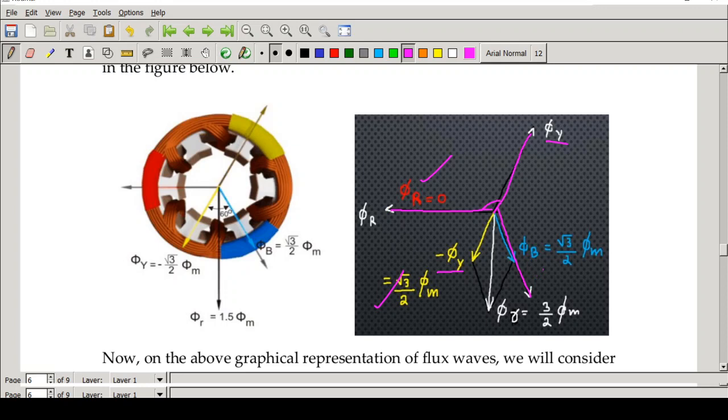And what about phi b? Phi b is equal to root 3 by 2 phi m. Now I have two fluxes, phi b and minus phi y. So now I'm going to find the resultant. How do you find the resultant? It is by making a parallelogram, and this will be the resultant vector. See the resultant vector, 3 by 2 phi m, 1.5 phi m. This is how you find the resultant flux in position 1, that is omega t equal to 0. Here you got the resultant flux in this direction. Now let's move on to the next position.